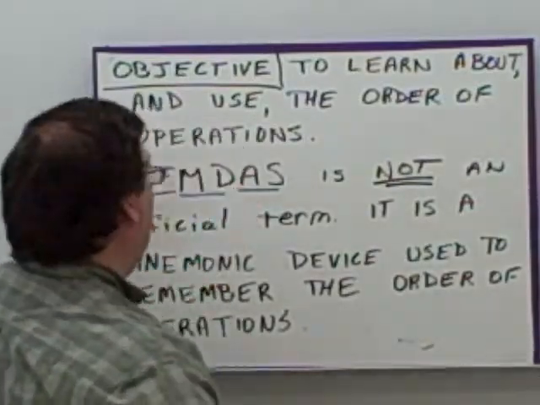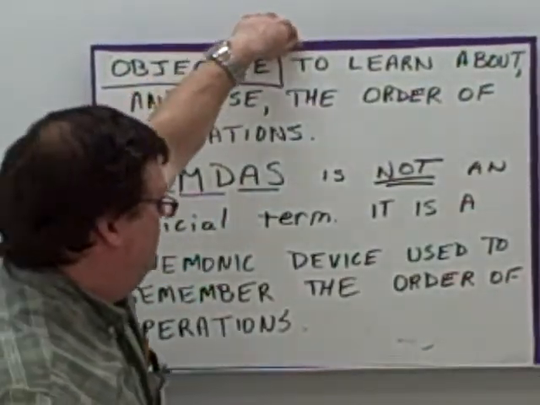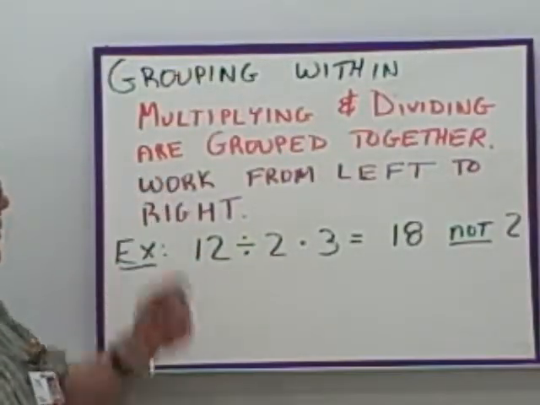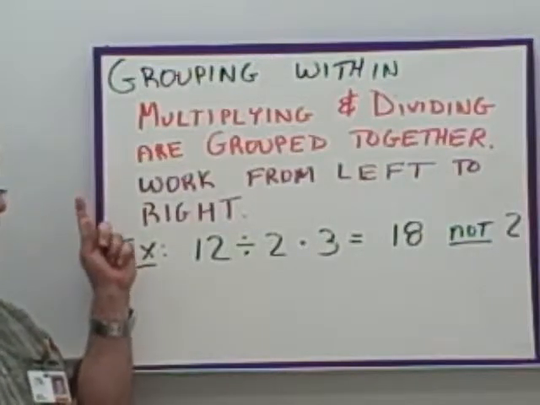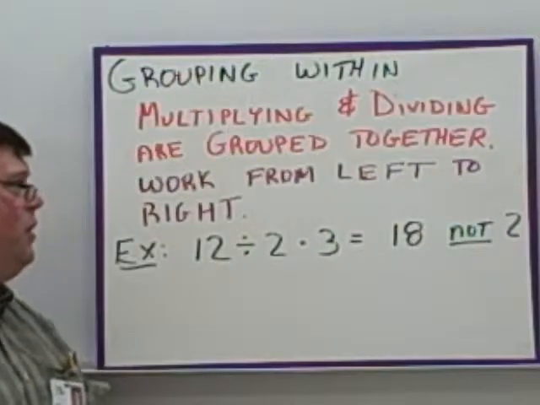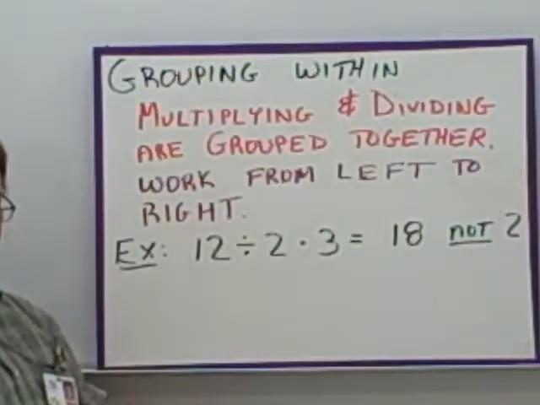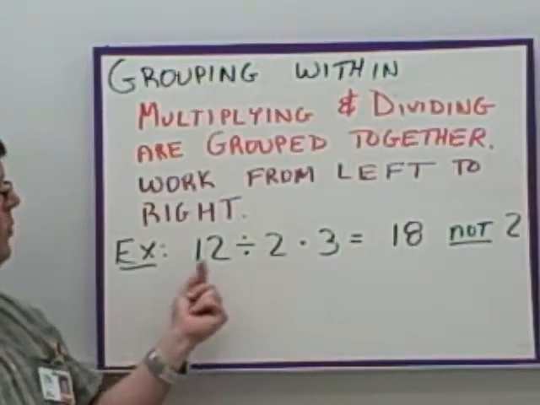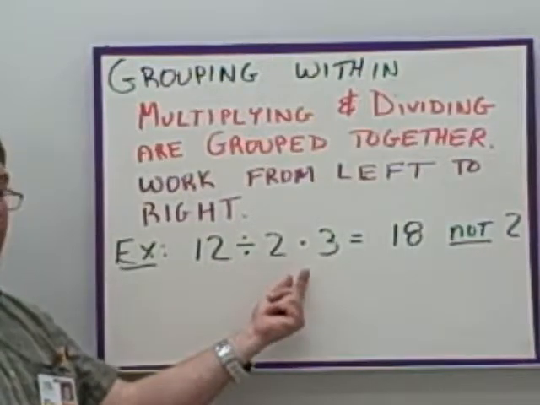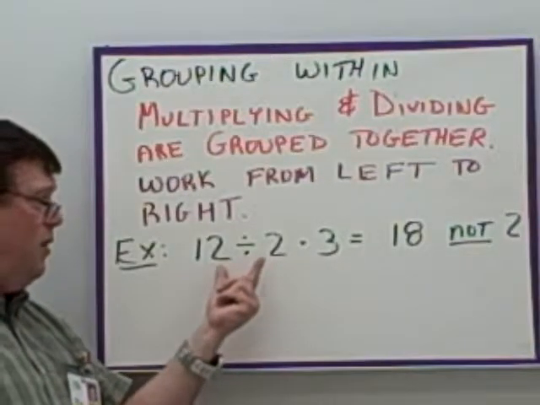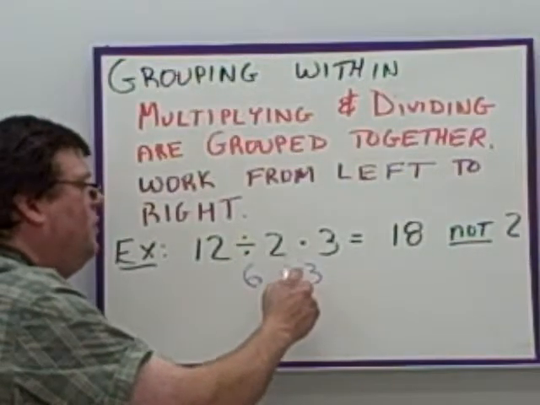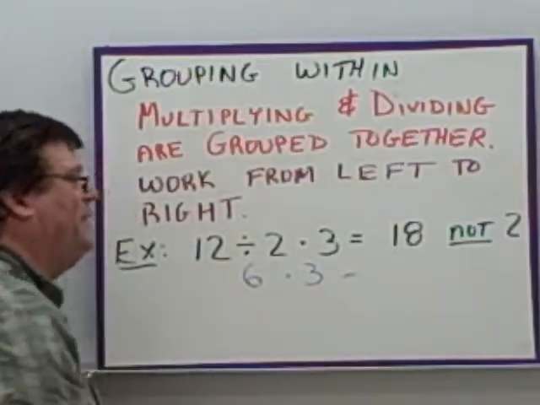All right, moving on to the next one here. Grouping within. There is a grouping with multiplying and dividing. They are grouped together, so whenever you encounter multiplying and dividing together in a problem, you are going to work from left to right. In this example, working from left to right, 12 divided by 2, I encounter the divide before I encounter the times. So I'm going to do the division first. 12 divided by 2 gives me 6. So this becomes 6 times 3, which is equal to 18.